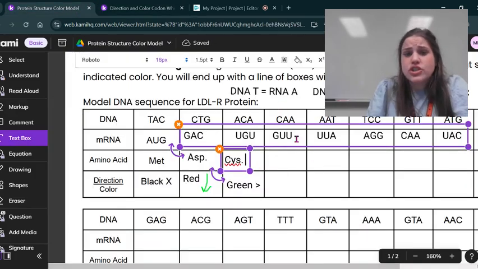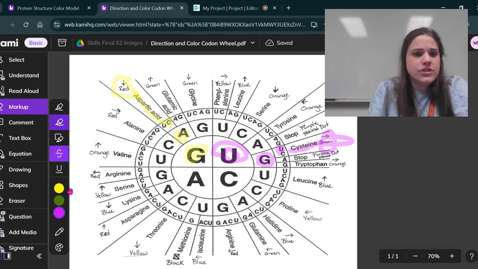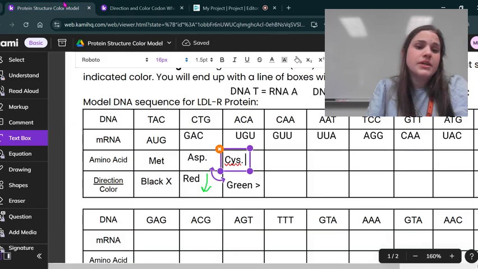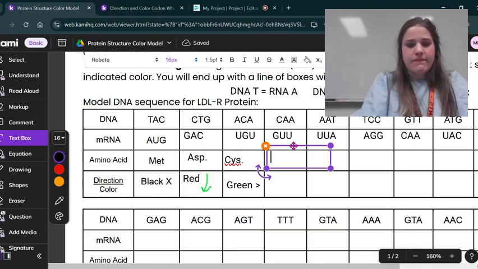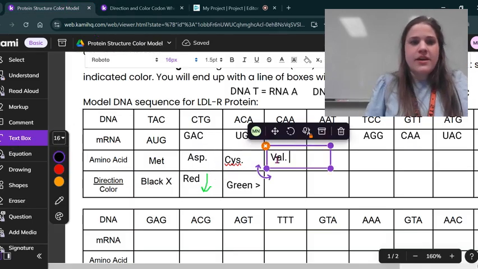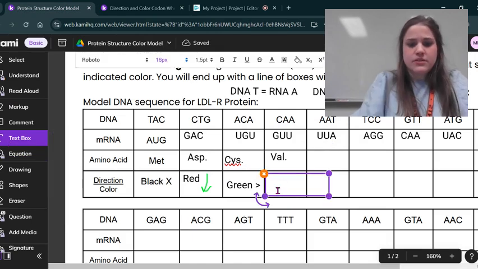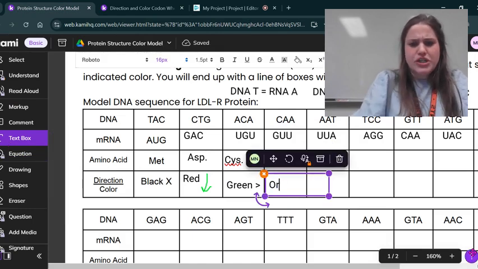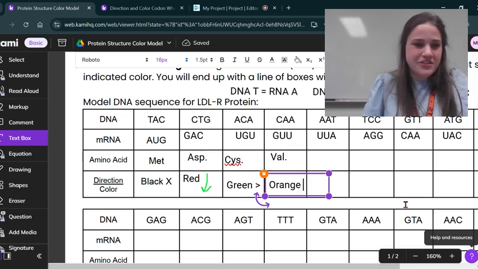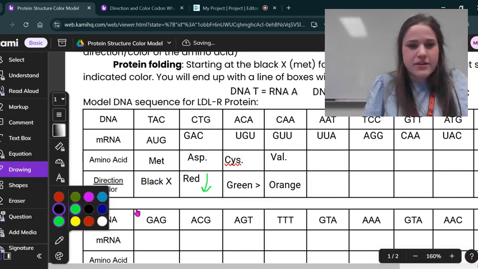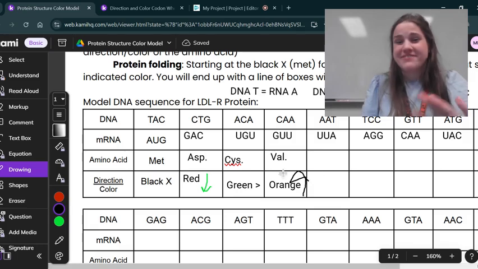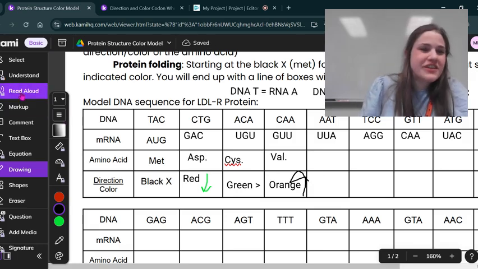Let's do one more. GUU. So G, starting in the middle, U, valine is going to be our next one, and it's telling us orange and up. So valine, VAL, and then orange and up. I don't know how to draw that up, so we're just going to have to draw it. And up. Yours will look nicer than that.